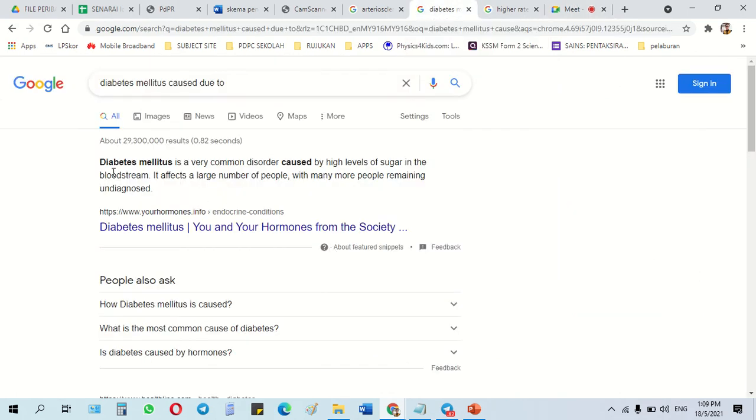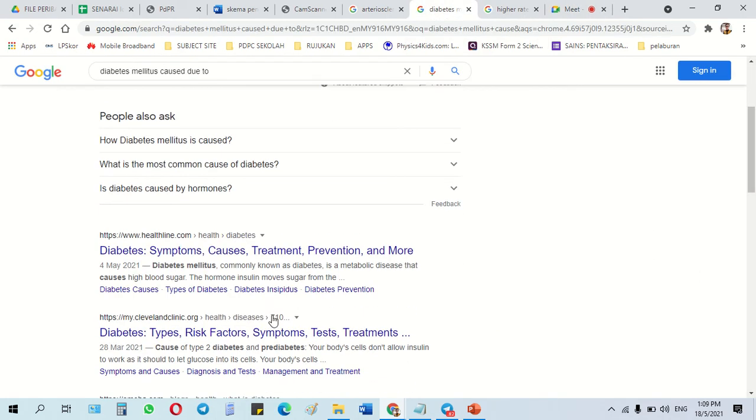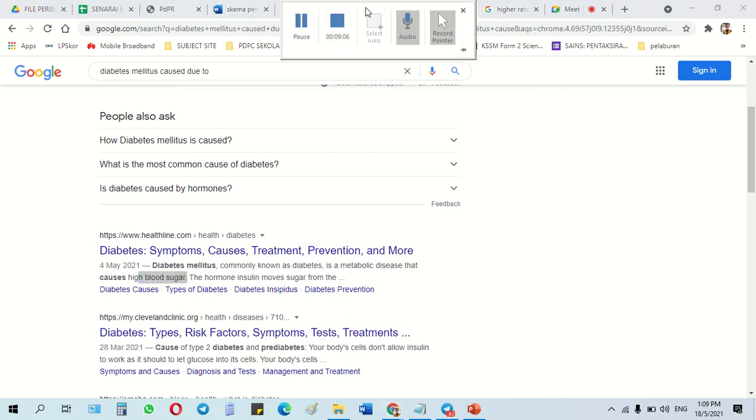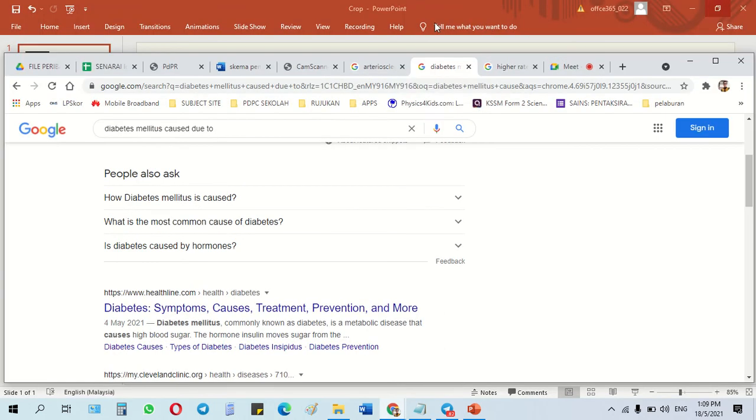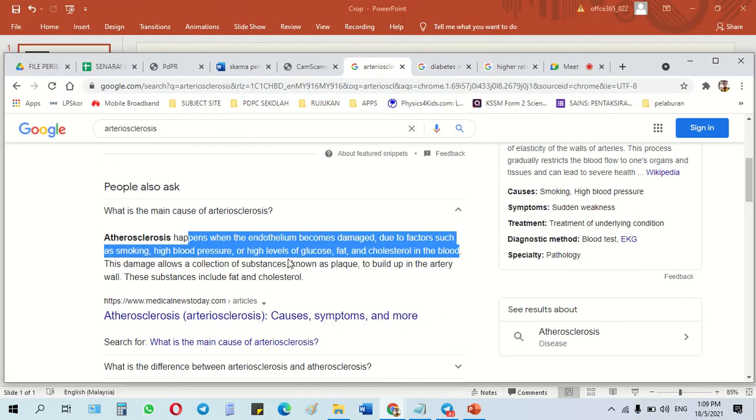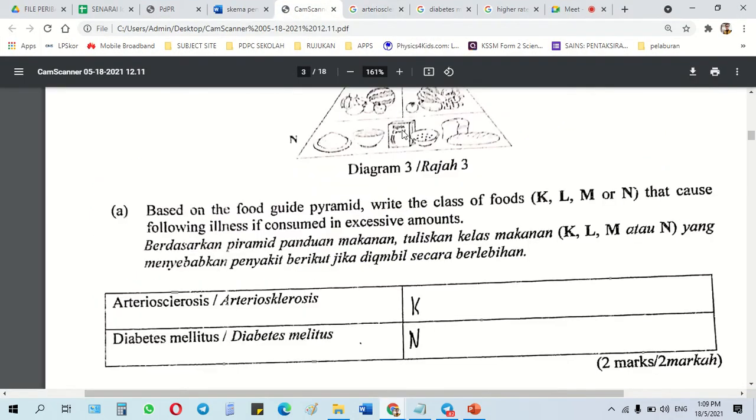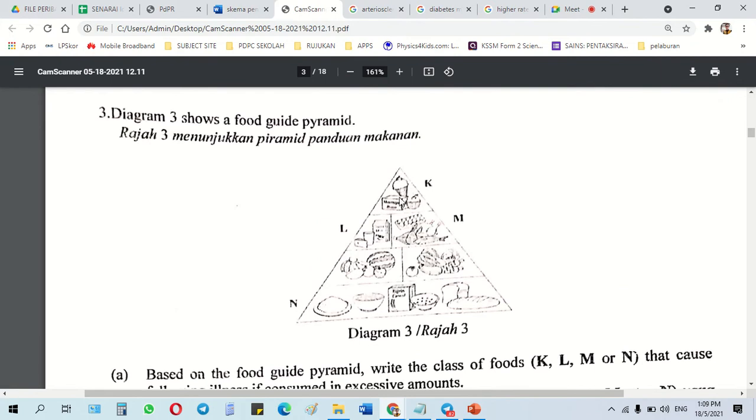Okay. So here diabetes mellitus. Apa je punya simptom? Sebab kita bagi tahu cause high blood sugar. So that sugar dia tak ada specific sugar yang mana. Kalau untuk artery tu tadi, arteriosclerosis, kita specific to glucose, fat and cholesterol. So that itu memang ada mention dalam ni lah. Okay. So that yang sini ada banyak kind of sugar dia tu adalah glucose.